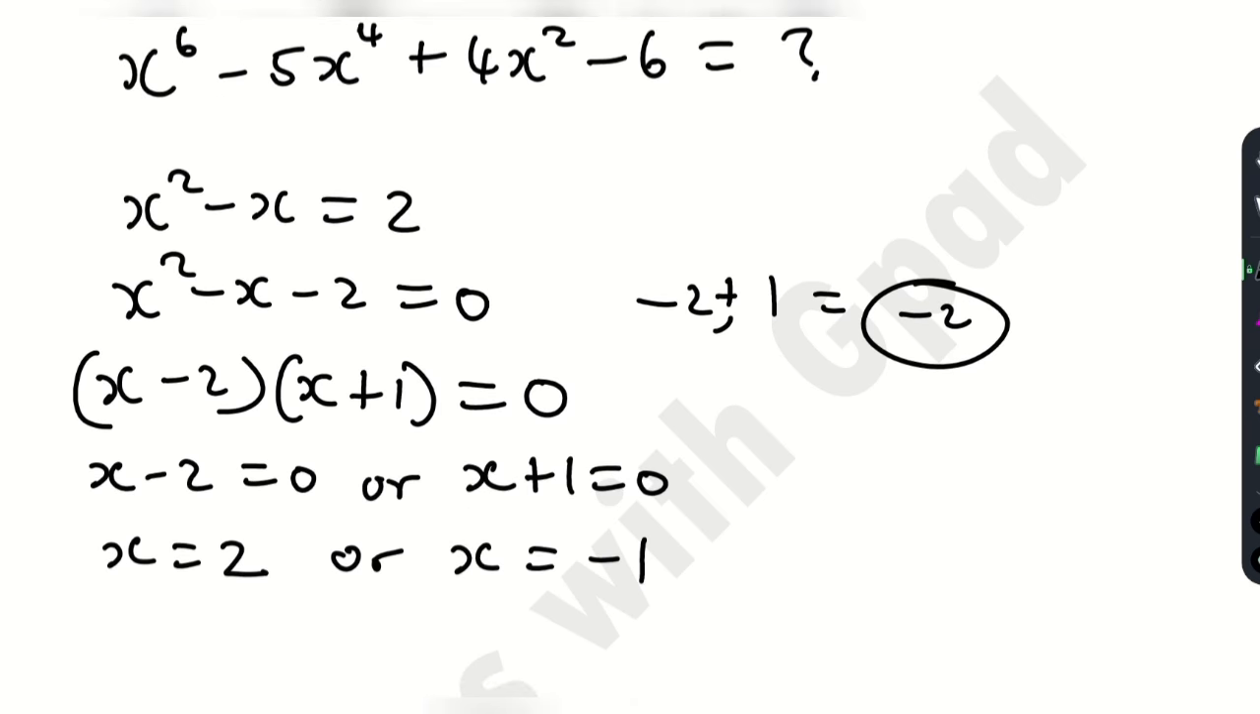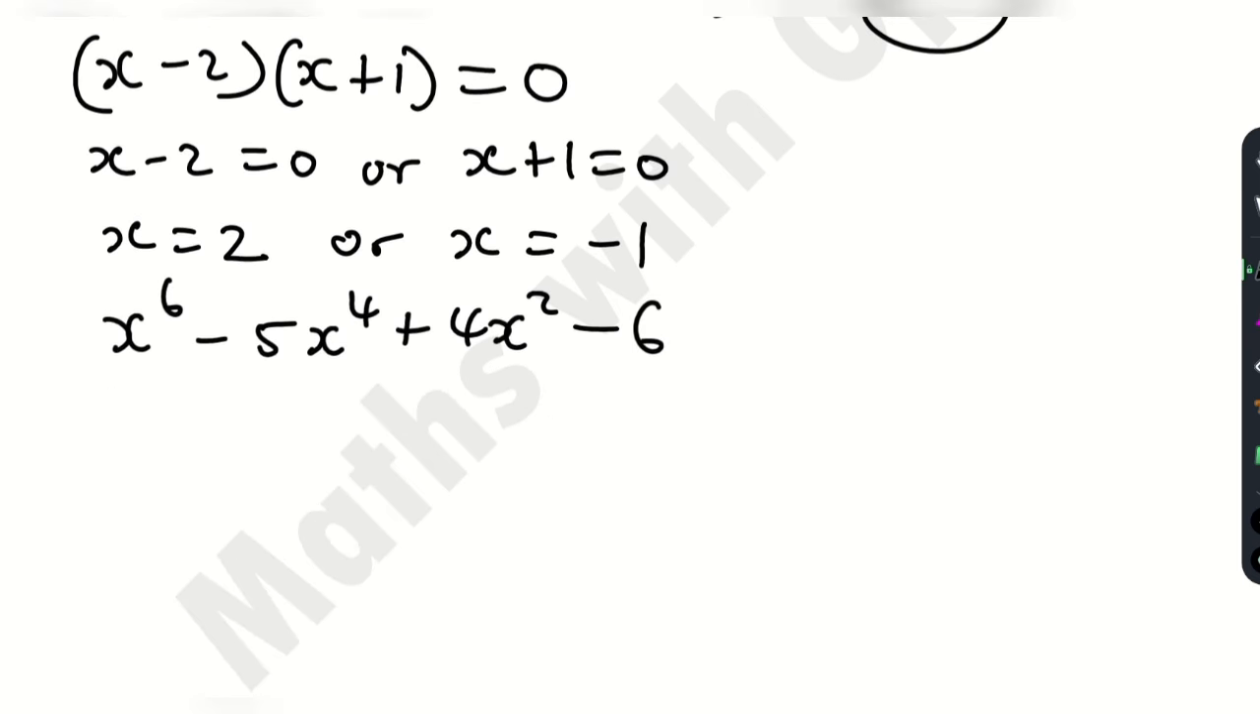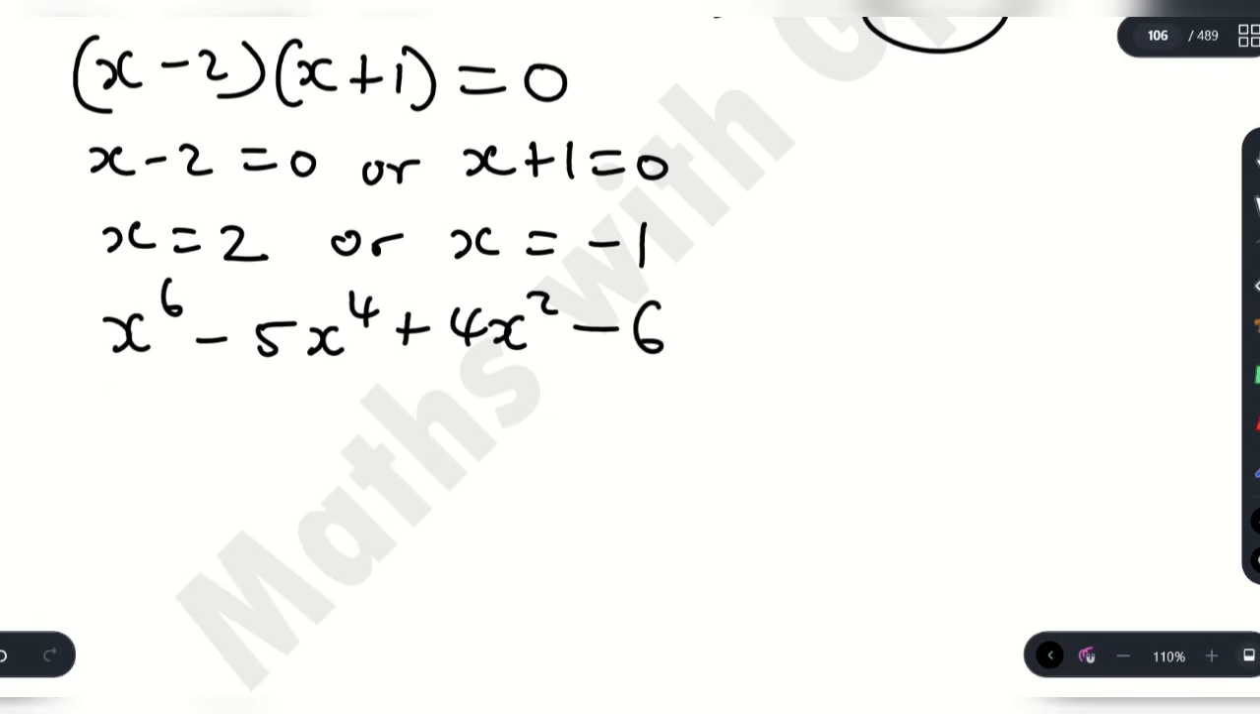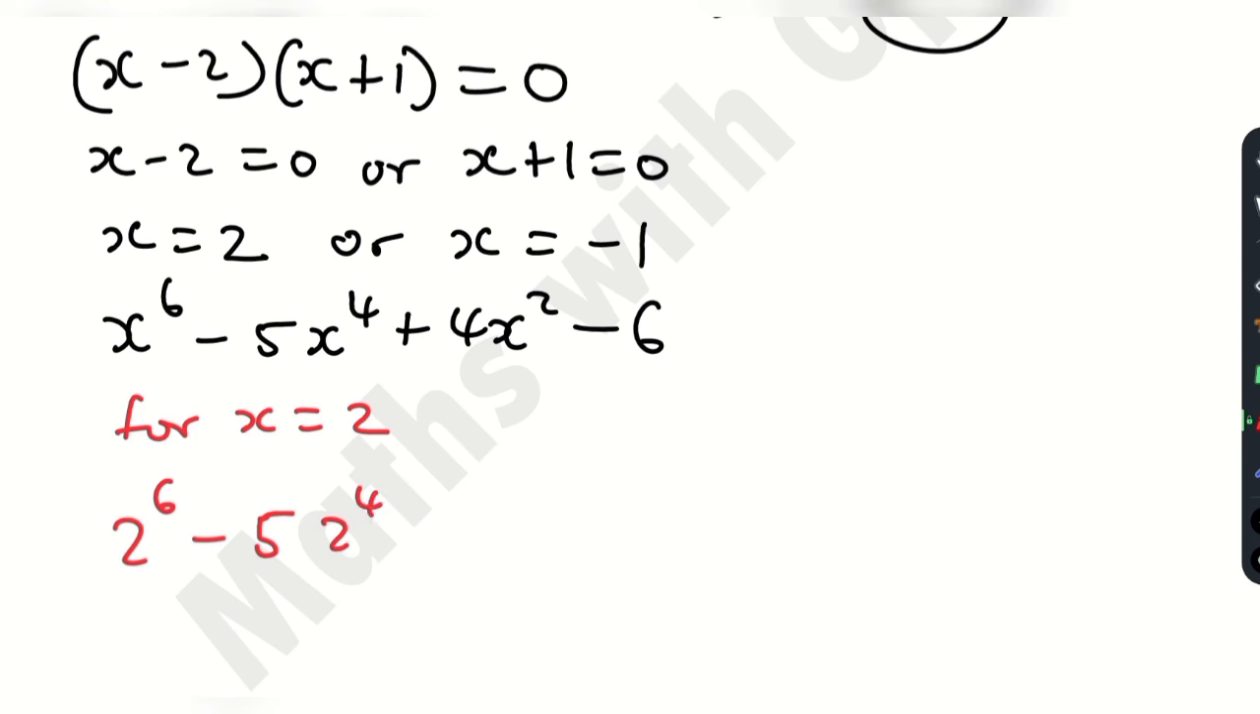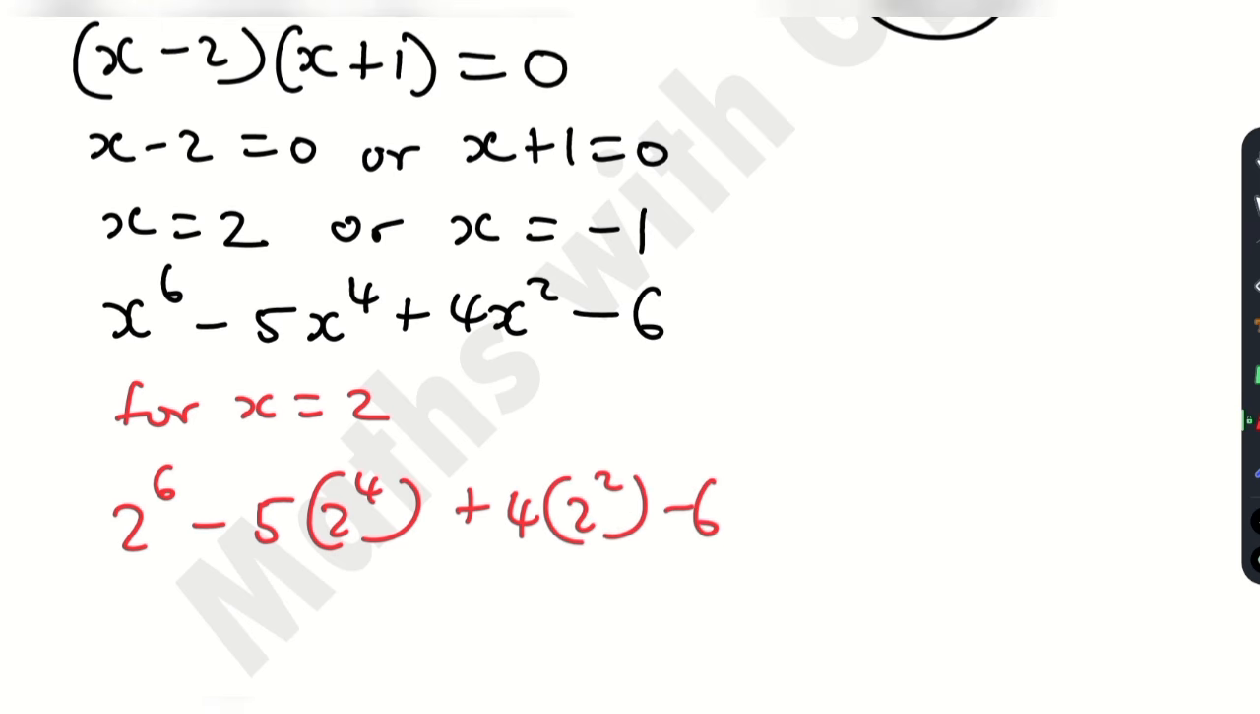So I'm going to rewrite it. You have x raised to power 6 minus 5x raised to power 4 plus 4x squared minus 6. If we plug in x is equal to 2, what is it going to be? So I'll say for x is equal to 2, plug it into this expression. Let's see what that will give us. So I have 2 raised to power 6 minus 5, then 2 raised to power 4. From here now, as you can see, then plus 4, and then you have 2 raised to power 2, okay, then minus 6.